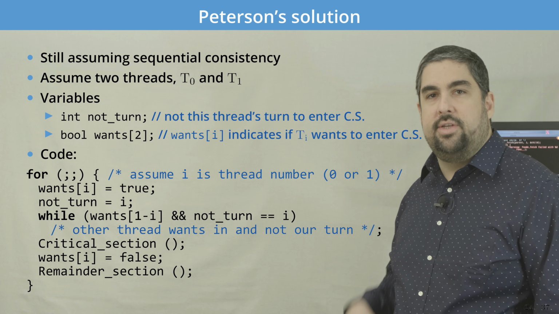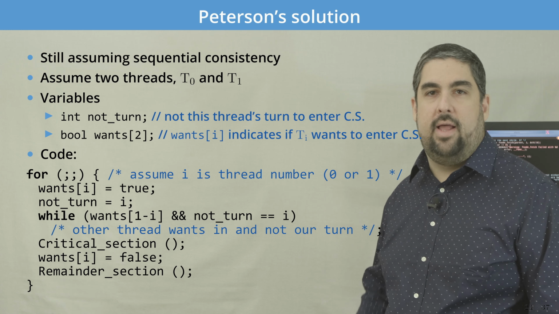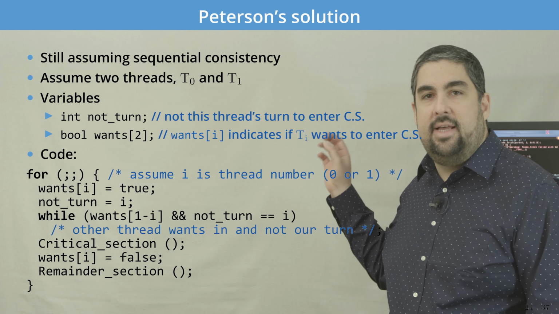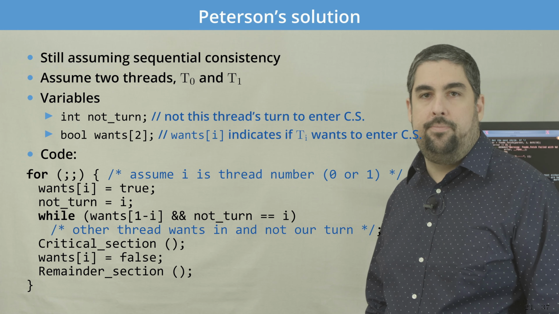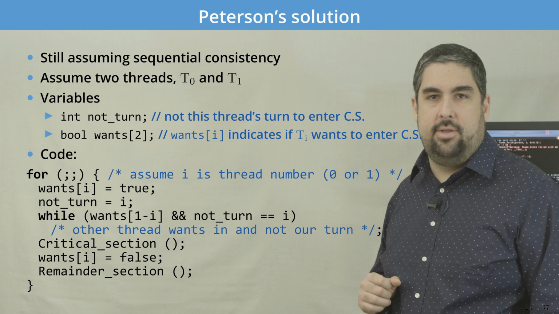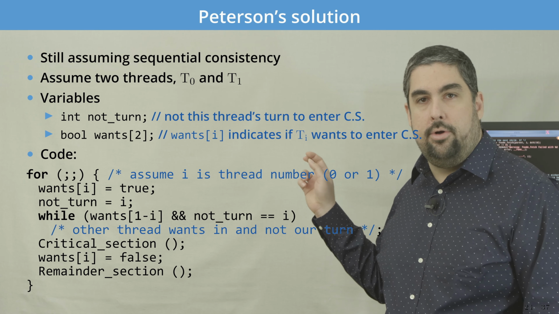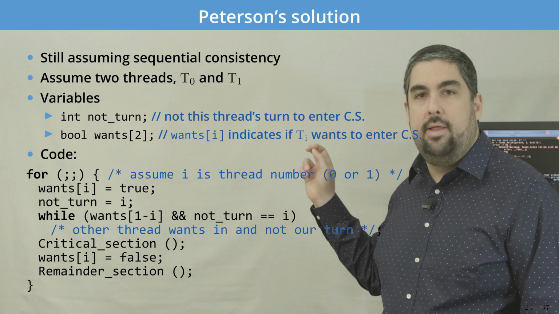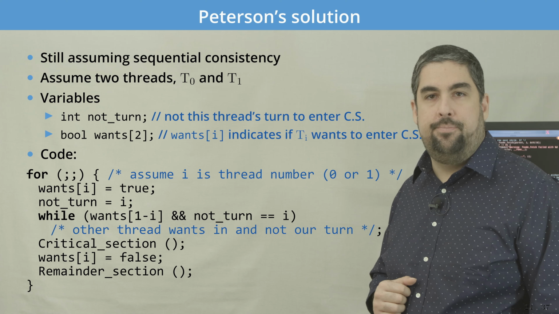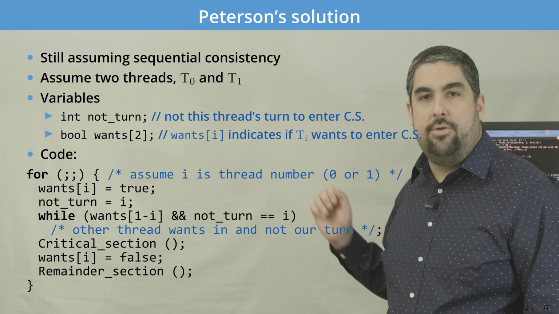And the way that the critical section works is that each thread sets its own wants flag. It sets that it wants to enter the critical section and then says that it's not its own turn. And while the other thread wants the critical section and it's not our own turn because we set it above, then we'll wait for the other thread to complete. When the other thread completes, we'll be able to enter the critical section.